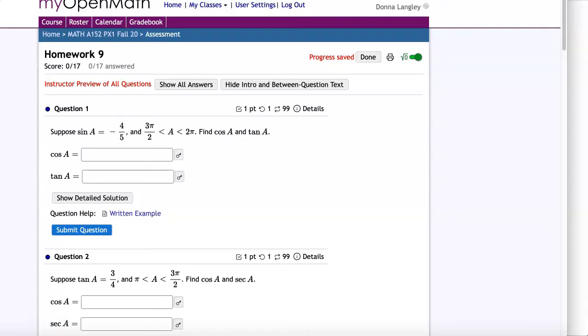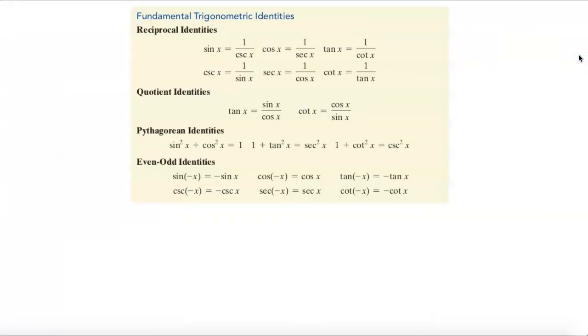So for question number 1, we are given a sine value. We are told that the angle A is in the 4th quadrant, and we are required to find cosine A and tangent A. Now the purpose of these problems is not to be drawing a triangle and using SOHCAHTOA, but instead to practice the use of the fundamental trig identities. And you will find these in your book on page 197. So what we want to do is find cosine using this Pythagorean identity, and then after we find cosine, we will find tangent by using the quotient identity here.